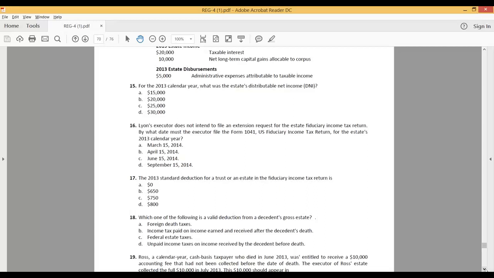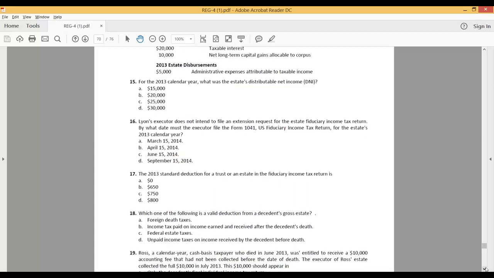Now, income tax paid on income earned and received after the decedent's death. So this is IRD, right? But the income tax has been paid. So most likely it will reduce your tax payment. It is calculated like a credit which reduces your tax liability, but it's not a deduction. Federal estate taxes, obviously you don't get a deduction for the estate taxes that you pay. So that's not the correct answer.